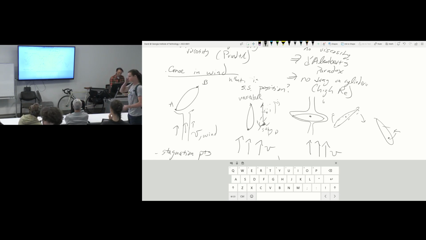But is that stable in flow with viscosity? When you have viscosity, you have vortex shedding and stuff like that. You don't have the front and back having the same pressure anymore. But if the wind's blowing fast enough, you consider that to be high Reynolds number, and Bernoulli's okay.